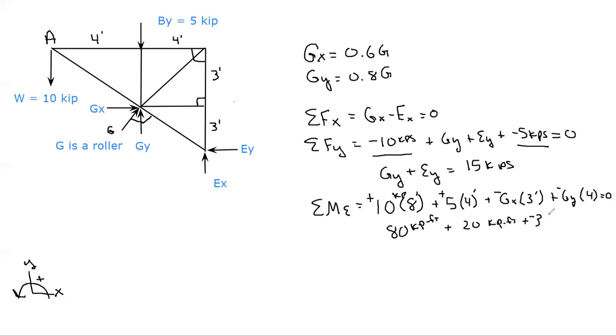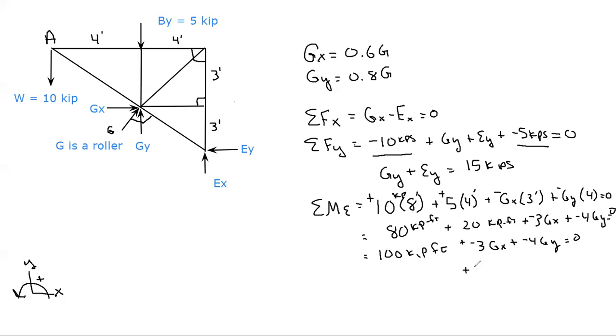plus negative 3Gx plus negative 4Gy equal to 0. Continuing on, that's 100 kip feet plus negative 3Gx plus negative 4Gy equal to 0. That doesn't really appear to help us until we recall that Gx is equal to 0.6G and Gy is 0.8G. I'm going to go ahead and substitute those values in.